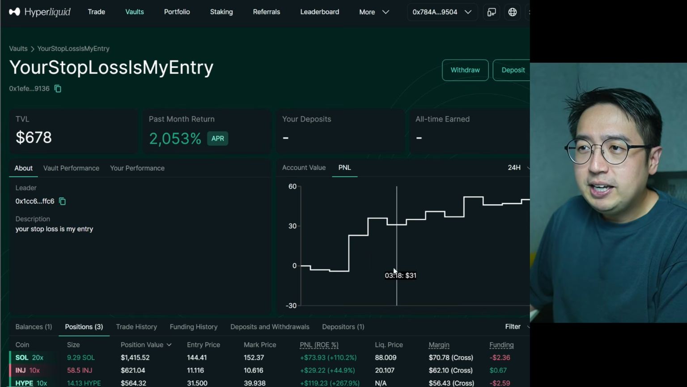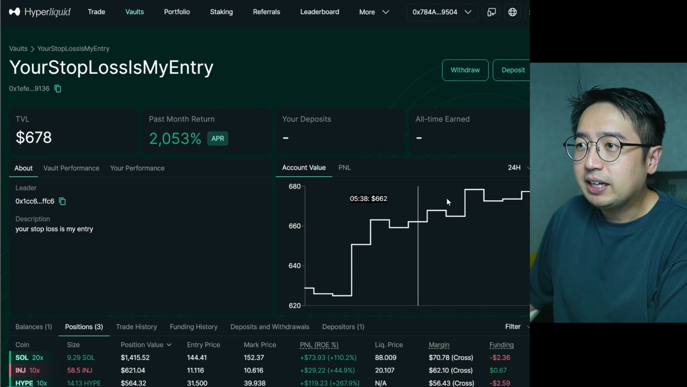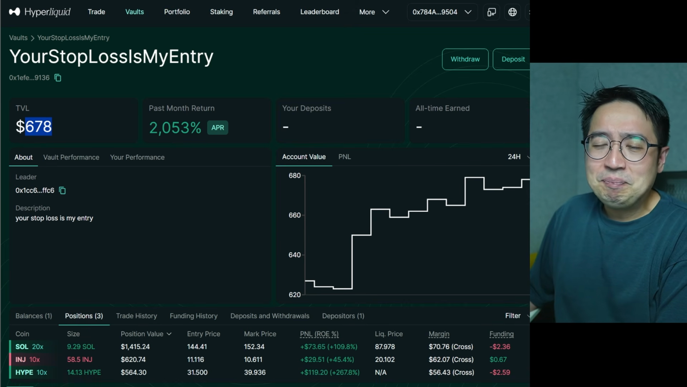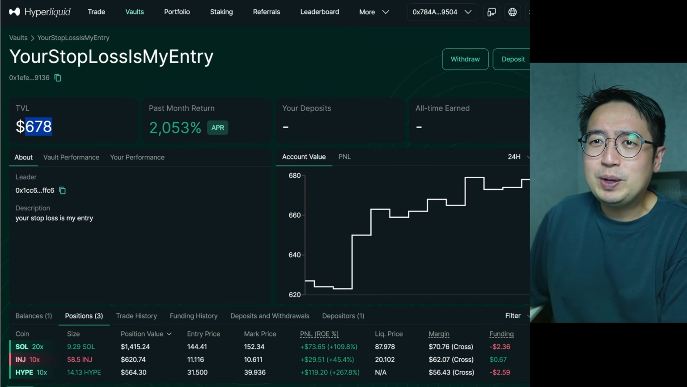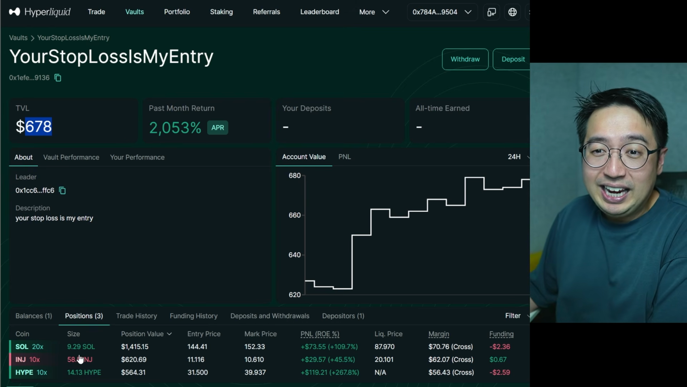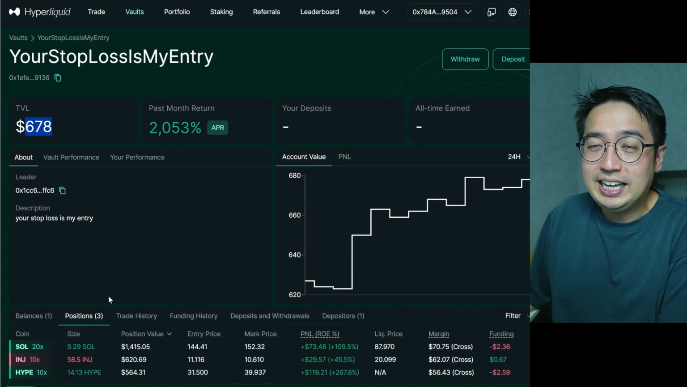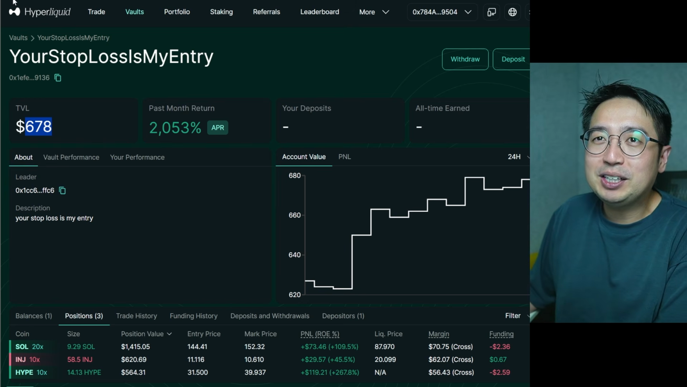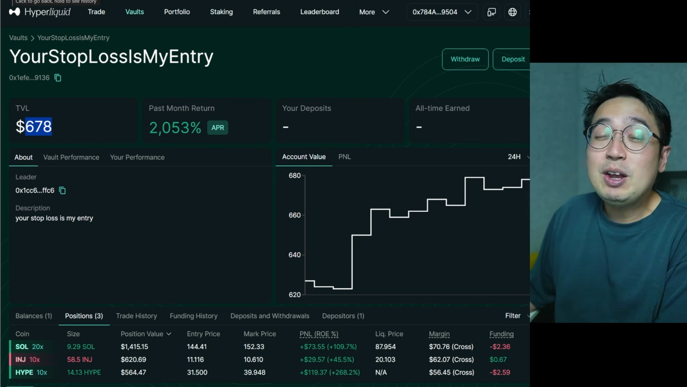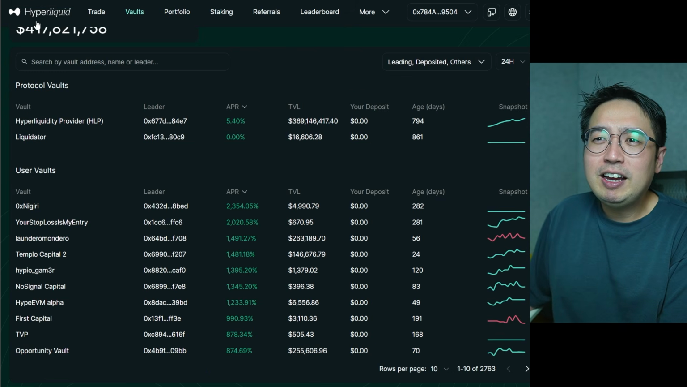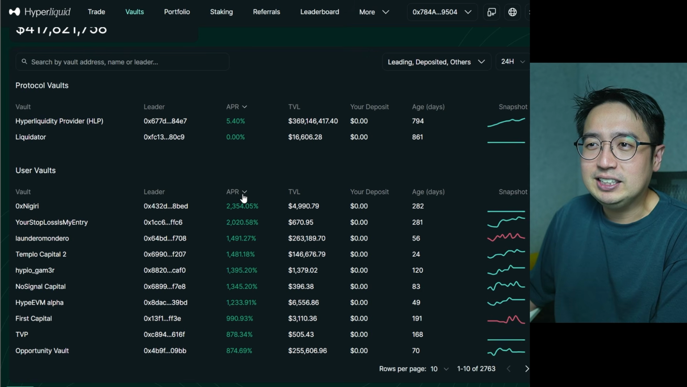So we can see the P&L has been going up, the account values have been going up, but the TVL is $678, so maybe they are taking a lot of risk with a small amount of money. As you can see here, Solana 20x long, Injective 10x short. That is very dangerous and you could easily be liquidated. So I would not really trust these people with this much risk because you have to be an active trader to be following these things.